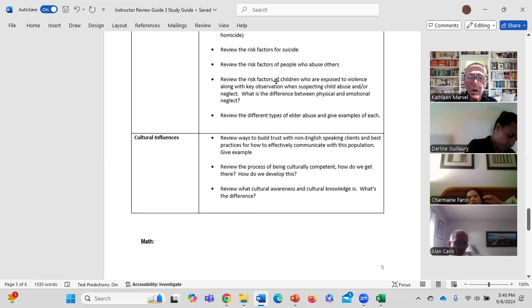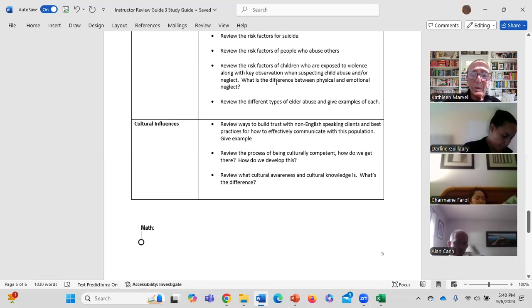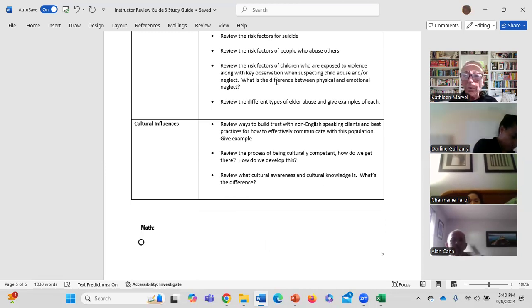And then the last was the cultural influences. Again, I think we've already answered this question. Review ways to build trust with non-English speaking clients. How do we effectively communicate? We just talked about that. Seek out your teammates, your trusted leaders in the community who work with these populations. They're an excellent facilitator of helping you get information to these populations.